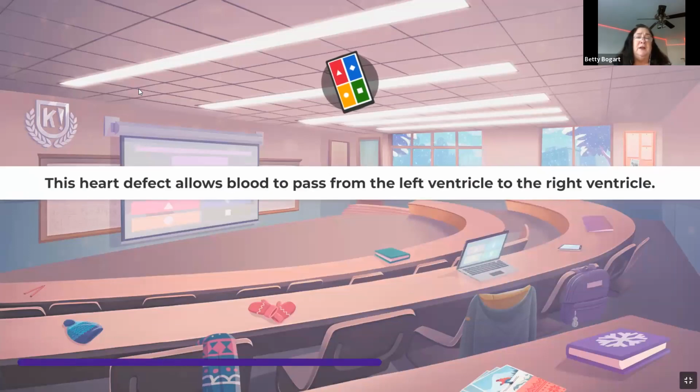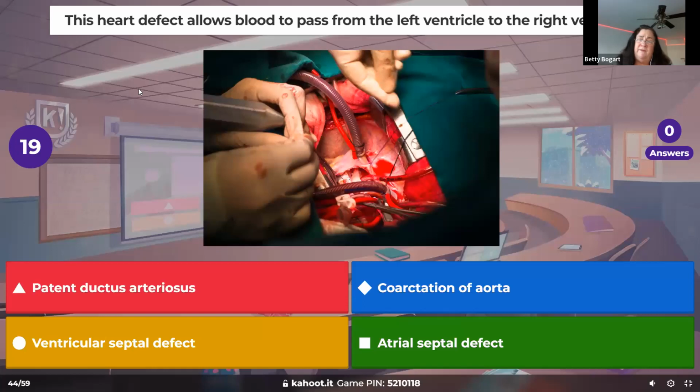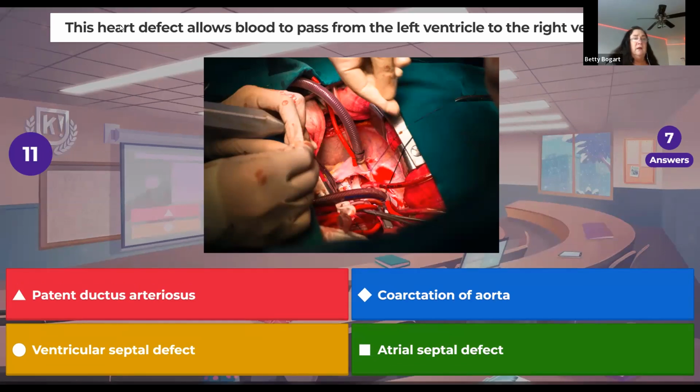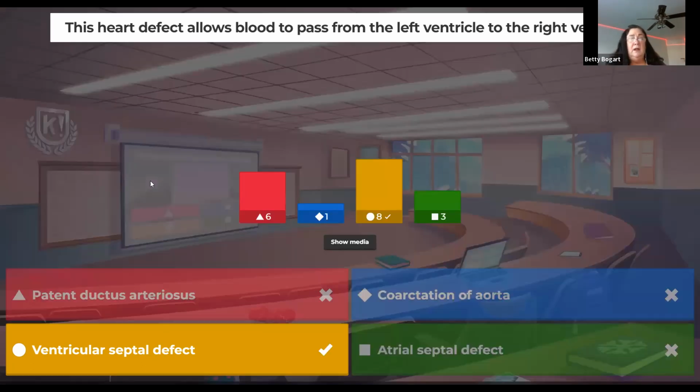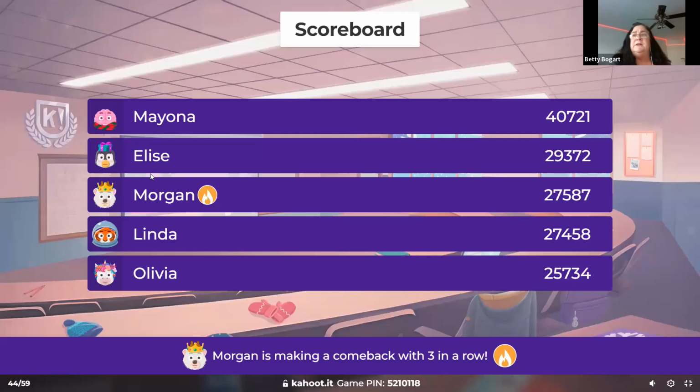This heart defect allows blood to pass from the left ventricle to the right ventricle. So if you're connecting the right side to the left side, it's going through the septum. So if it's through the ventricles, it's a VSD or ventricular septal defect. If it's connecting the right atrium to left atrium, it's an atrial septal defect. Very simply said.